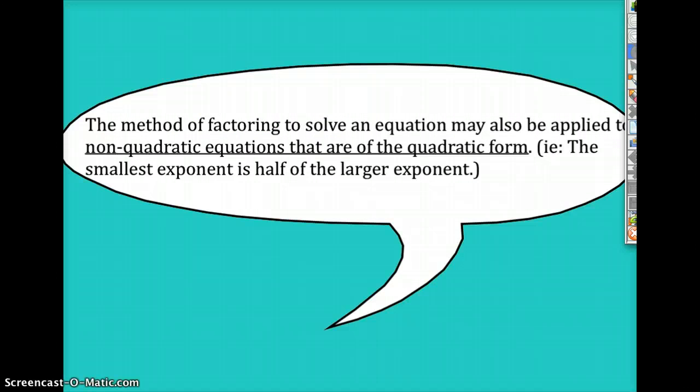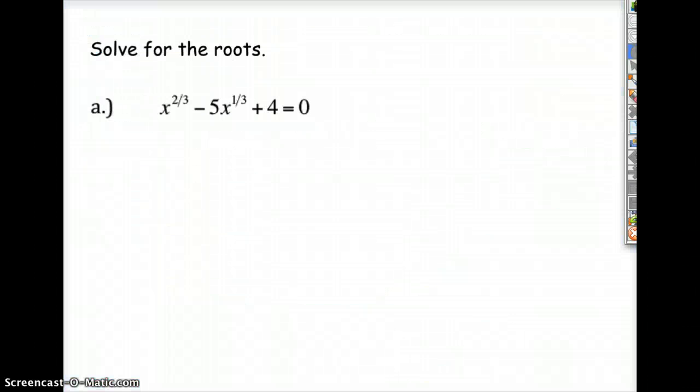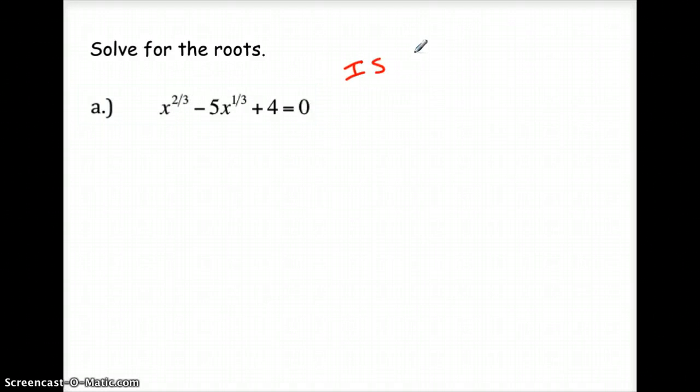So with that in mind, the way we factor can be applied to non-quadratic equations if they are of quadratic form. And we know that quadratic form is when the smaller exponent is half of the larger. So here's a more specific example. Looking at my powers, 2/3 and 1/3, remembering our chart, the smaller is half of the larger. So this is quadratic form.